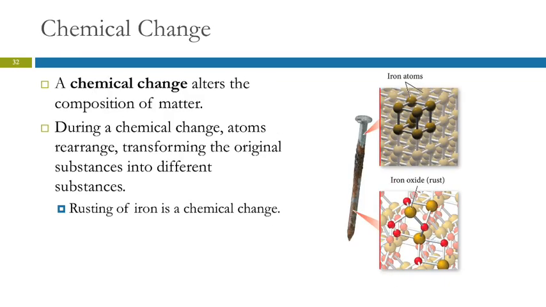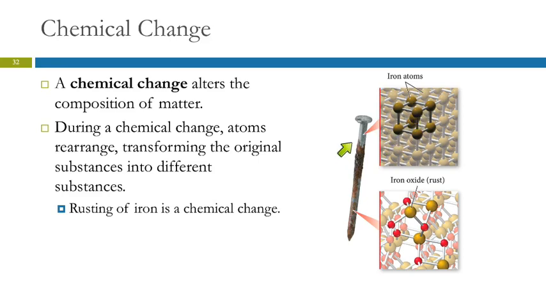In a chemical change, the actual composition of the matter changes. So the example here is a nail that's rusting. So here we have an iron nail. Here we've got an illustration of the iron atoms inside that nail, and they're arranged in a very particular way, and it's just iron atoms.